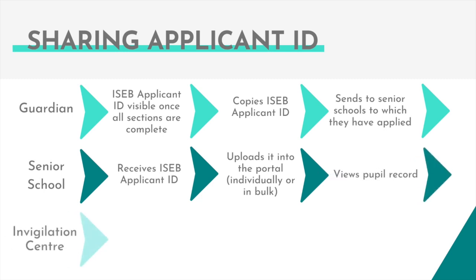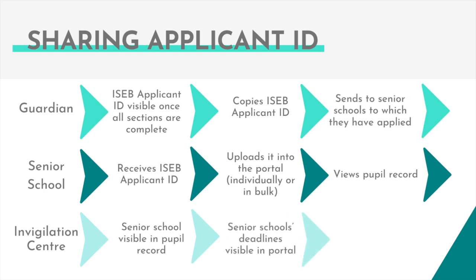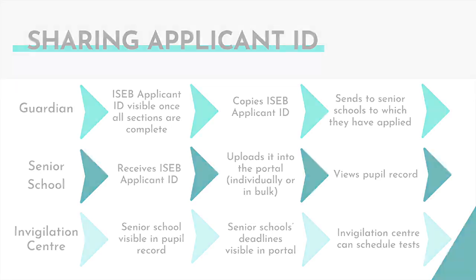Once you're in your portal and you've approved your pupils, you can actually see the senior schools that have uploaded the applicant ID, and you can see that by clicking into each pupil record. There's a box on the side called Senior Schools, and that's where you will be able to see the senior schools. It doesn't matter whether a parent has registered for one or multiple, you will be able to see all of the senior schools, and that's also where you can see the deadlines for the tests, but it's not the only place that you'll see the deadlines. This will then allow you to be able to make your decisions around scheduling tests.